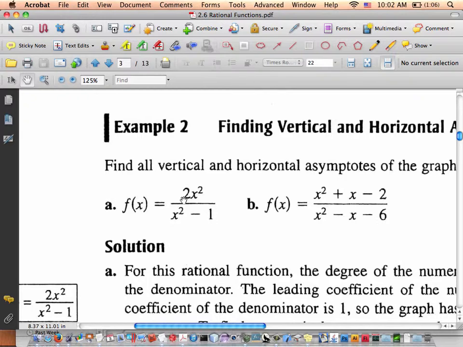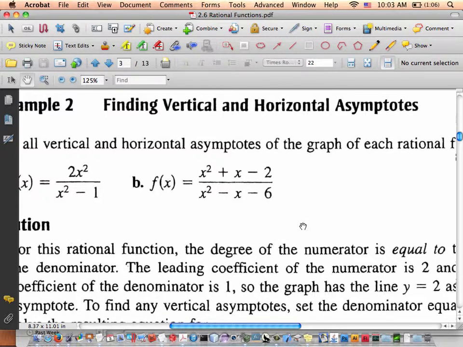But if the power of the numerator is greater than the power of the denominator, then the numerator is getting bigger and bigger. So now, Abby, it's either going to go to positive infinity or negative infinity, depending upon the leading coefficient. In this case, if I had a 2x cubed over x squared minus 1, it would be positive infinity. But if I had a negative 2x cubed over x squared minus 1, then it would be negative infinity.